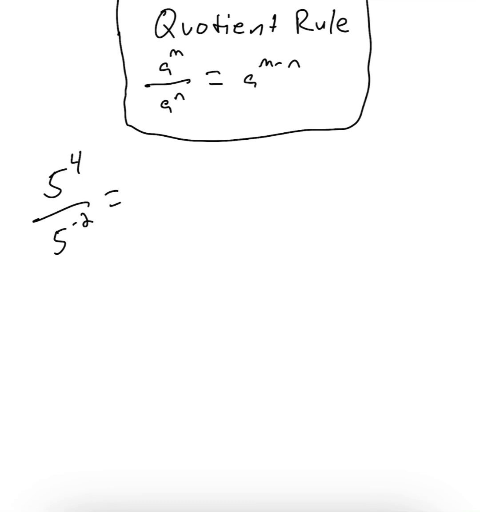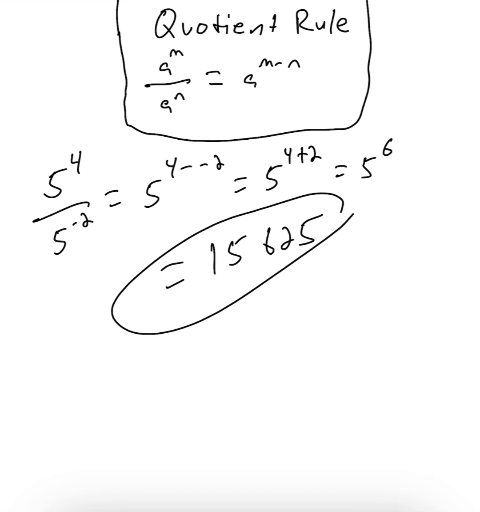Now we have 5 raised to the power of 4 divided by 5 raised to the power of negative 2, which using our quotient rule we can rewrite as 5 raised to the power of 4 minus a negative 2, which equals 5 raised to the power of 4 plus 2, which equals 5 raised to the power of 6, giving our final answer of 15,625.